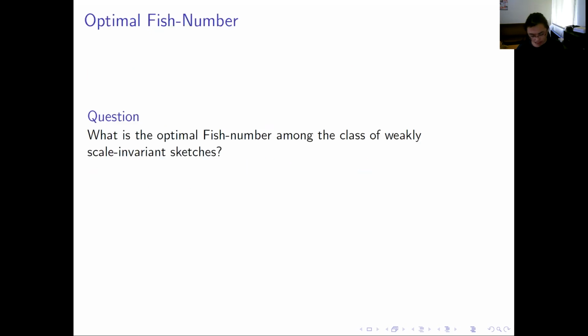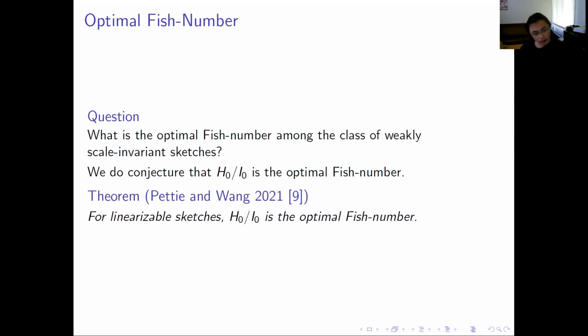The next natural question will be, what is the optimal Fisher number among the class of weakly scale invariant species? Well, our guess is that H0 over I0 is the optimal Fisher number, and we do have some evidence. It turns out that for linearizable sketches, H0 over I0 is the optimal Fisher number. Linearizable sketches we will define very soon. It's a pretty natural class of sketches which contains most sketches in history.